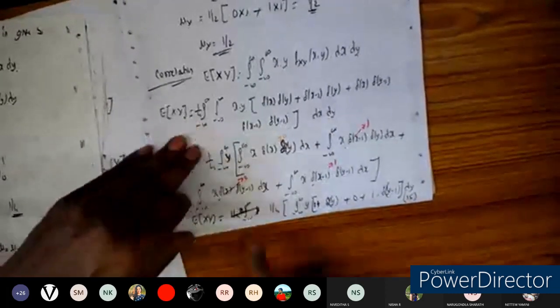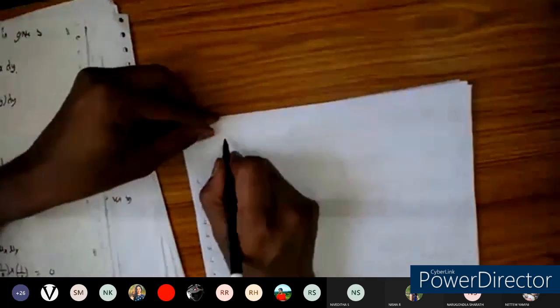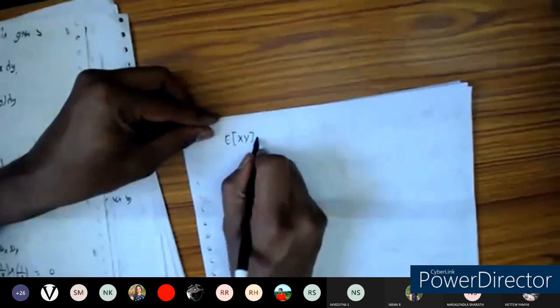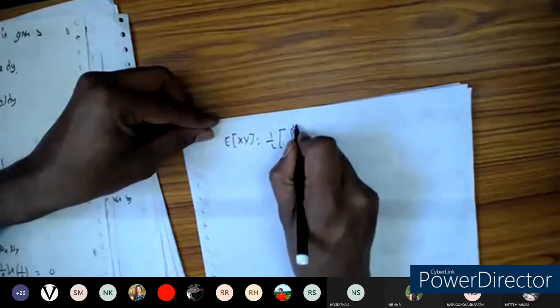Done, right? Now what shall we do? Let us integrate this one with respect to dy. Okay, so now I'm going to rewrite the expression here. The expected value of the correlation, expected value of xy, is written as 1 by 4 times the integral from minus infinity to plus infinity.